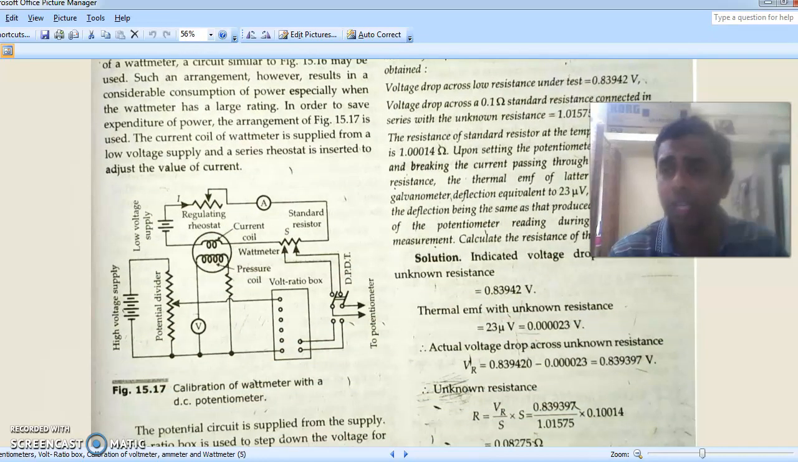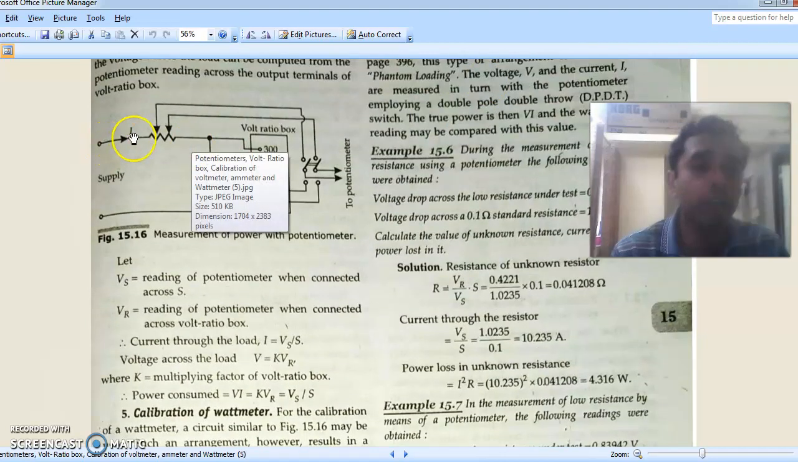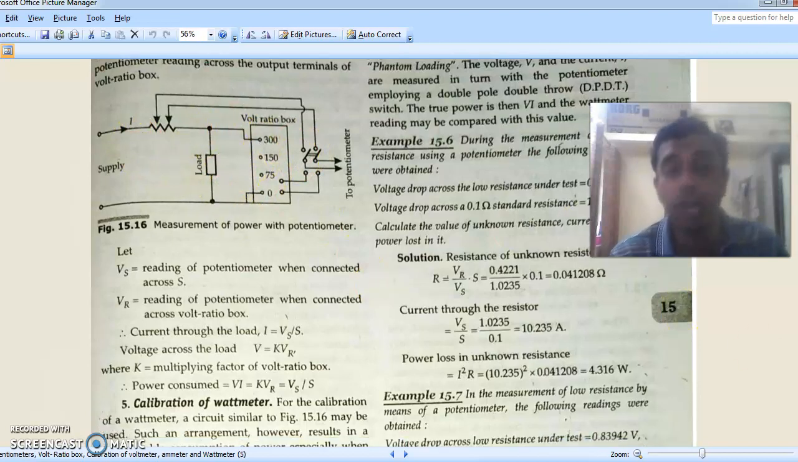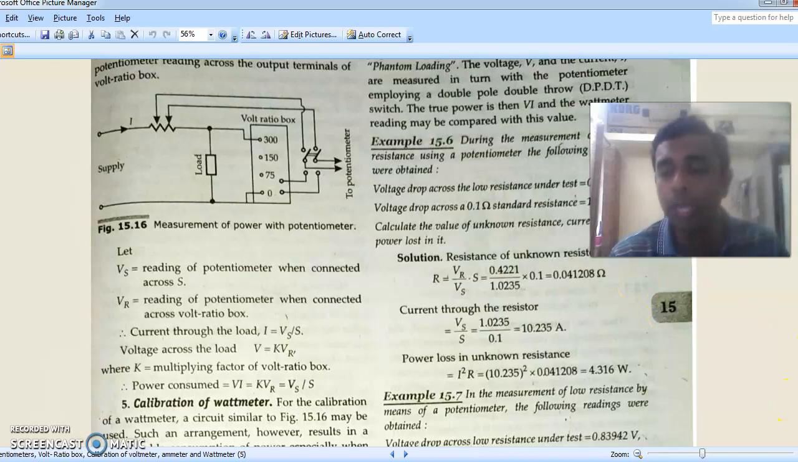One disadvantage of this circuit was that it actually loads the source. This current is actually drawn from the supply, so the supply has to bear this current value. If we have to calibrate a wattmeter of higher range, for example 20 amps or 15 amps, then this source has to drive that high current value. That will cause many drops or losses in the circuit, so this circuit is normally not preferred for the calibration of a wattmeter.